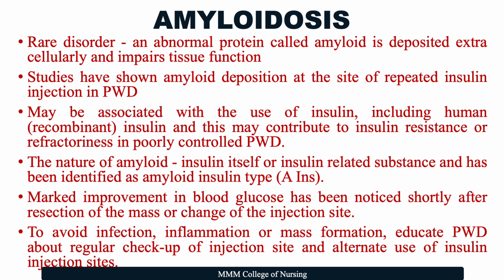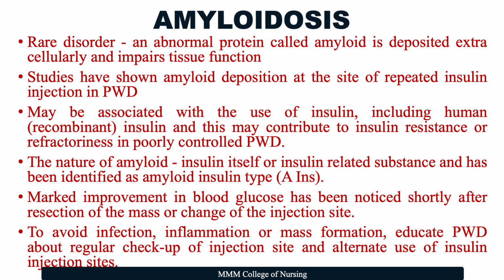Amyloidosis. It is a rare disorder where an abnormal protein called amyloid is deposited extracellularly and impairs tissue function. Studies have shown amyloid deposition at the site of repeated insulin injections in patients with diabetes. It may be associated with the use of insulin, including human recombinant insulin, and this may contribute to insulin resistance or refractoriness in poorly controlled patients with diabetes.